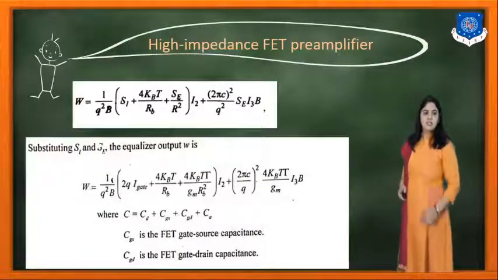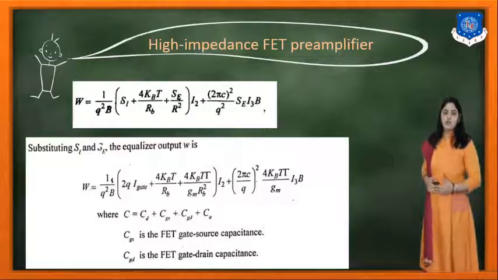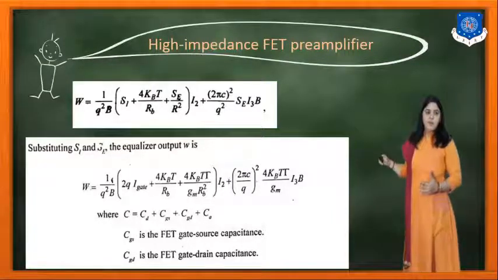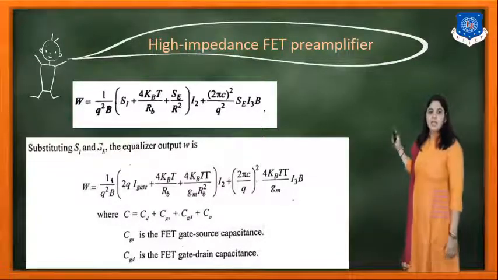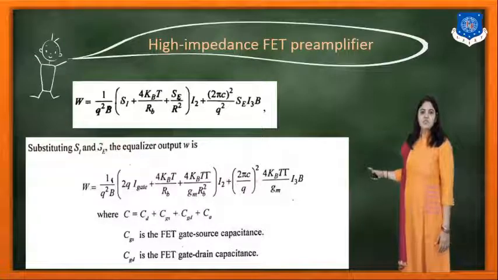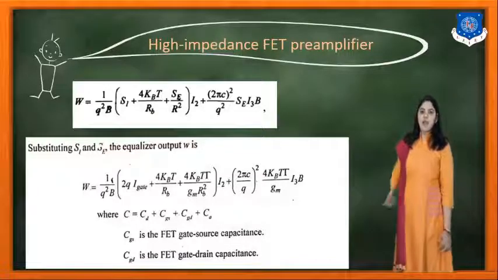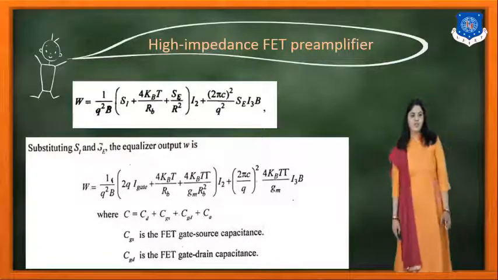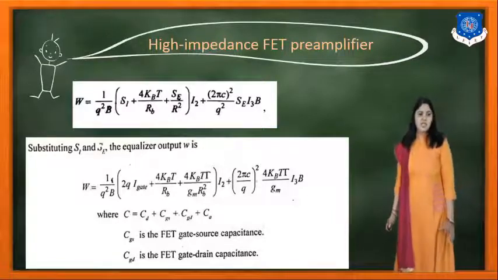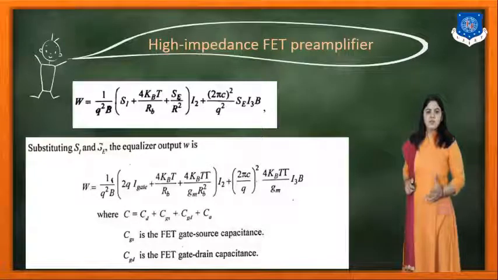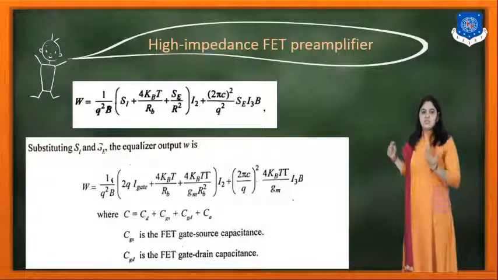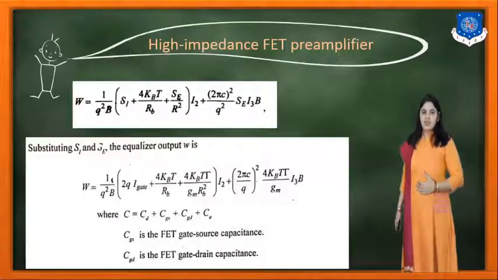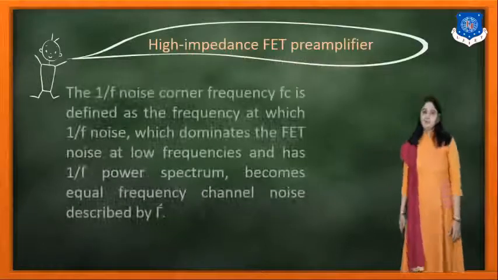Now substituting the S_I and the S_E, at the equalizer output we will get W equal to 1 upon Q squared B, 2q I_gate plus 4kBT upon R_B plus 4kBT upon Gm into R_B squared into I2 plus (2πC upon Q) whole squared into 4kBT upon Gm into I3 B, where C is the total capacitance, C equal to C_D plus C_gs, the gate source capacitance, plus C_gd, the gate drain capacitance, and C_A. So this is the total capacitance value.